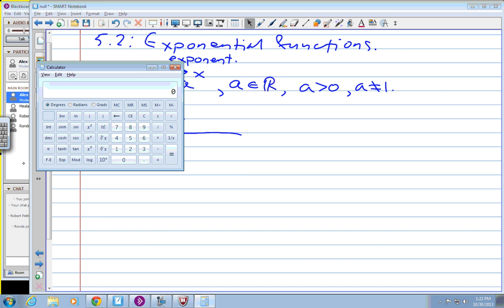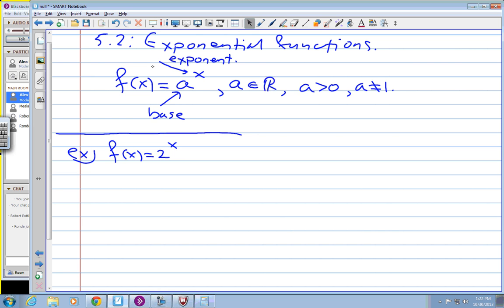If I do 2 to the power 5, it will give me the answer. If I do 2 to the power negative 4, it will give me the answer. I can do 2 to the power pi, if I wanted to, and it will give me some value. So x is anything. So the domain of this function will be all real numbers in general.